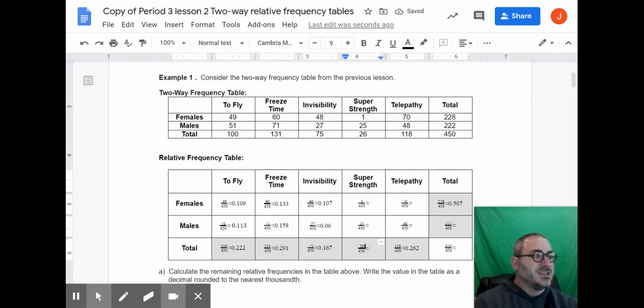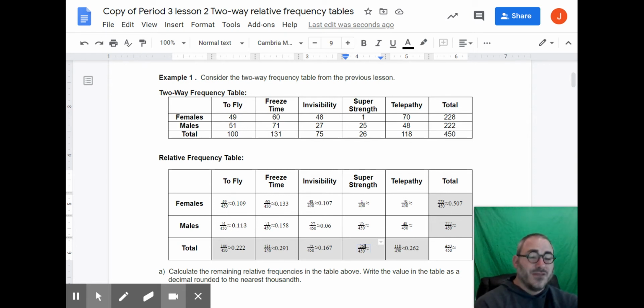Over here, I saw there was 70 females that wanted telepathy. Put 70 divided by 450. I haven't done these calculations yet. I'm just telling you what I did in case you can't see it because the text is so small. I got 48. I'm sorry, there's 48 males that wanted telepathy, so it's 48 over 450. Are you seeing the pattern here? There were a total of 222 males, so I put 222 divided by 450.